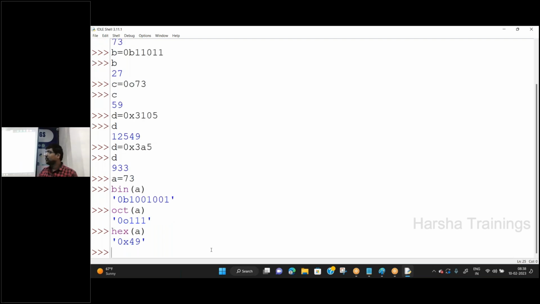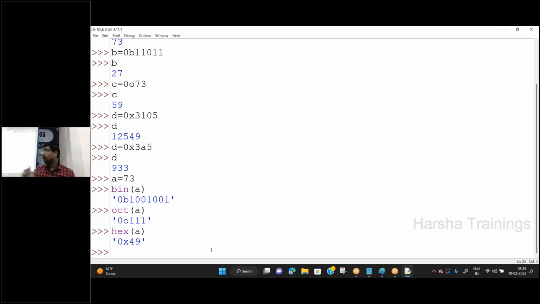So the answer is 0x49. If you have any doubt, you can check it also. How? 9 into 16 power 0, that is 9, plus 4 into 16 power 1, that is 64. 64 plus 9 is 73.